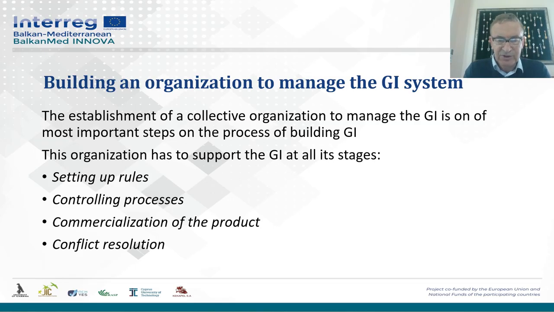As you know, GI is not a trademark that a company can register. It is the property of the community that produces this product. So the community of producers should be organized in order to manage this. This organization has to support the GI at all its steps, starting from setting up the rules, which we'll talk about later, controlling processes, and commercialization of the product.